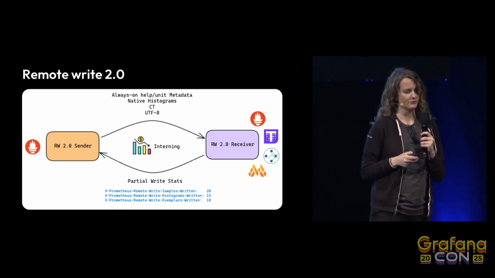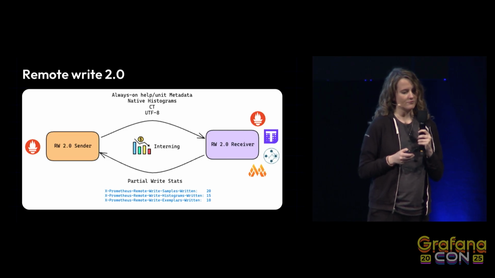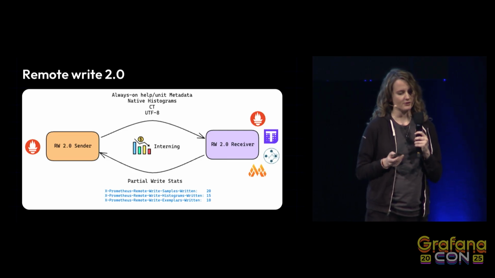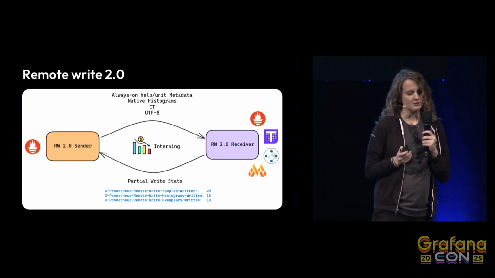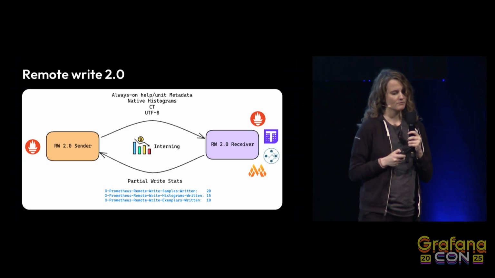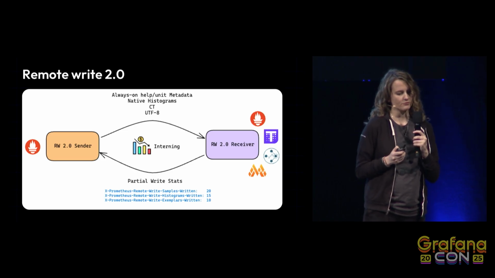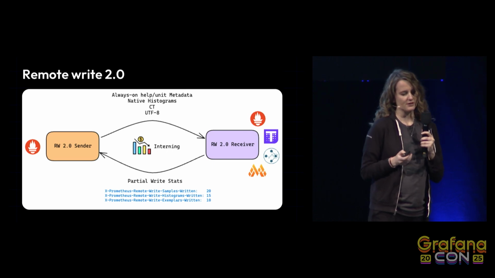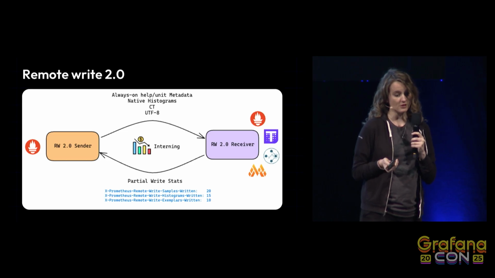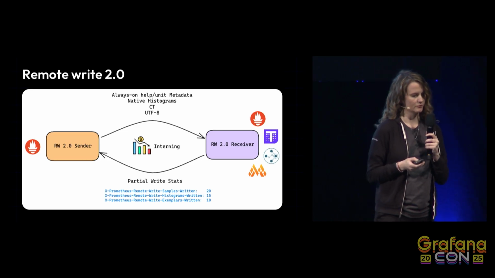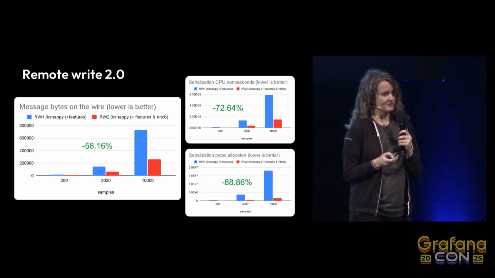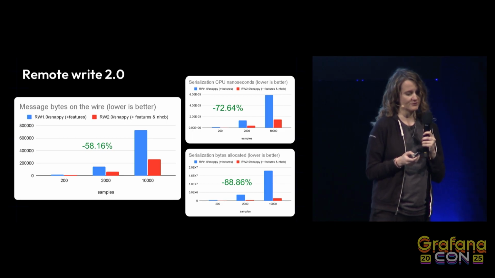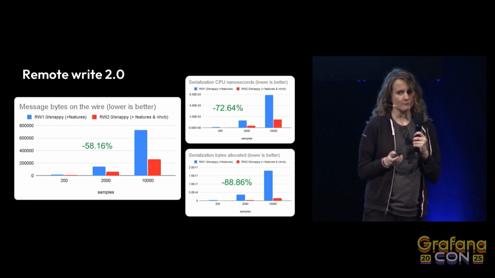The spec also includes fields in the data for new features in Prometheus, such as native histograms and created timestamps. And there's also support for handling situations where there's a partial write failure. So receivers can respond with the partial write error statistics for different types of samples using HTTP headers, and senders can use these response headers to log the errors and retry according to the code. Here you can see massive improvements in efficiency on bandwidth and serialization levels with Remote Write 2.0 compared with Remote Write 1.0.